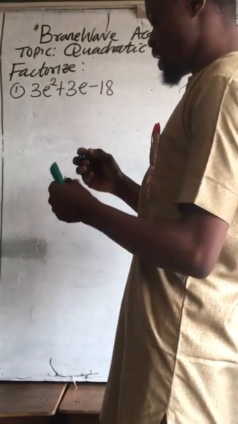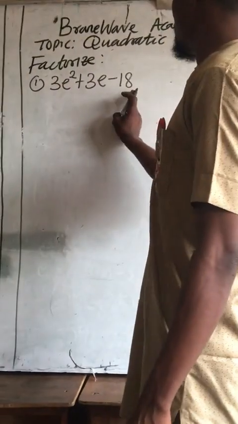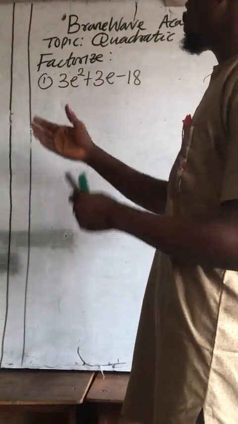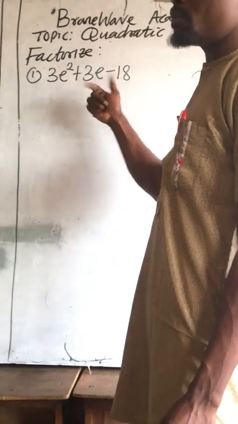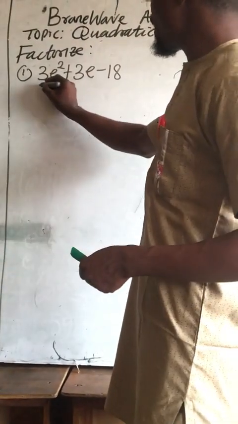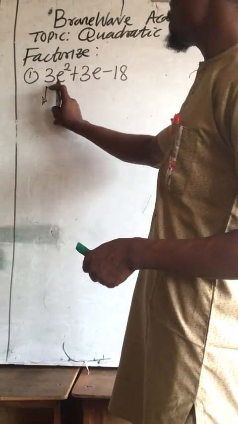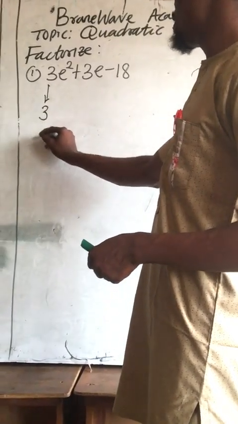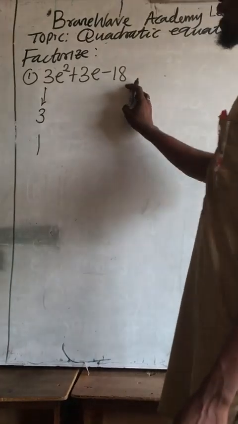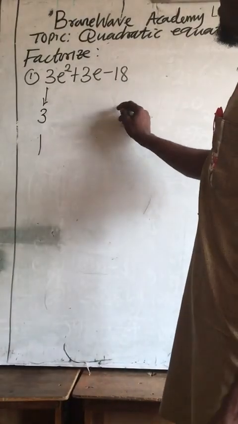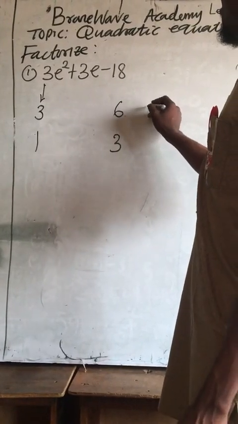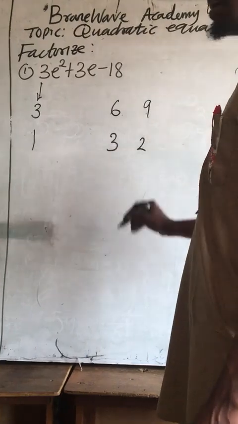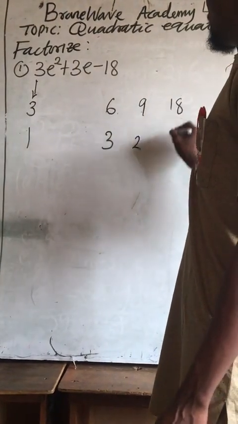How can I solve this? I have 3 here, and I have what? I'll consider the beginning of the expression 3 and the end of the expression, 18, minus 18 rather. So what are the factors of 3? 3 and 1, 3 multiplied by 1. What are the factors of 18? We have 6 and 3. Not only that, we also have 9 and 2, and we also have 18 and 1.